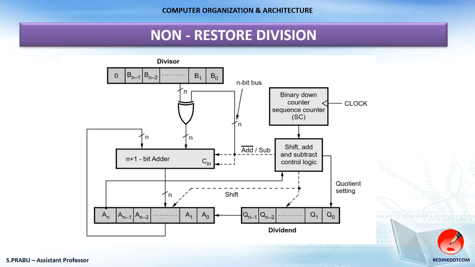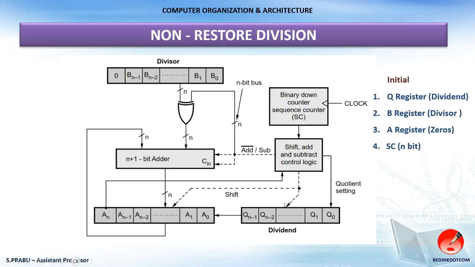Let's see the initial values for this circuit. Initially, Q register contains the dividend value, B register contains the divisor value, A register contains zeros, and sequence counter contains the number of bits we are going to divide in the division operation. In this example, I am going to discuss the 4-bit division operation. So the sequence counter contains the value 4 initially.